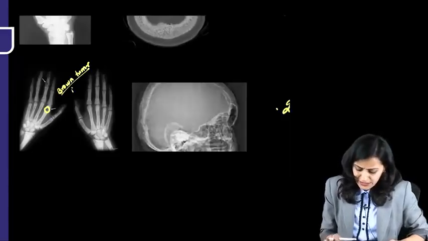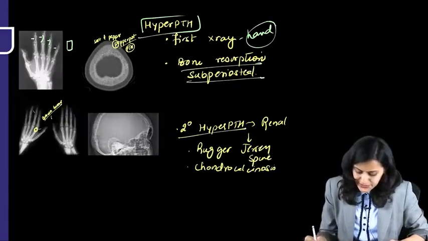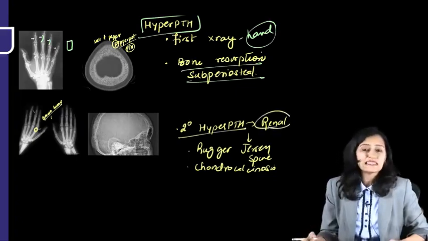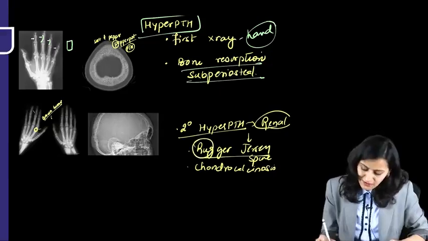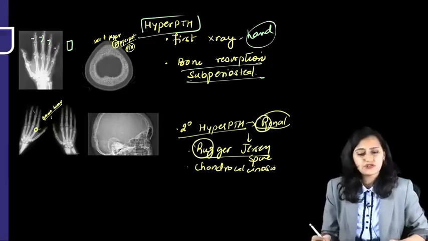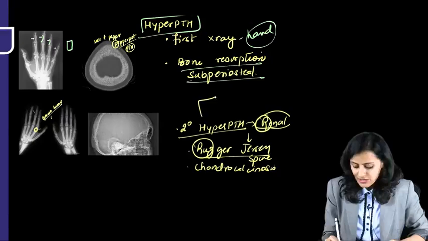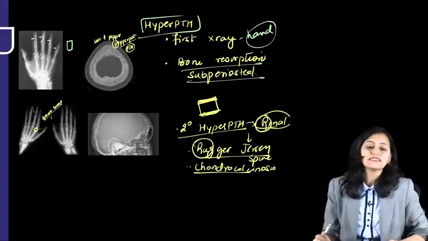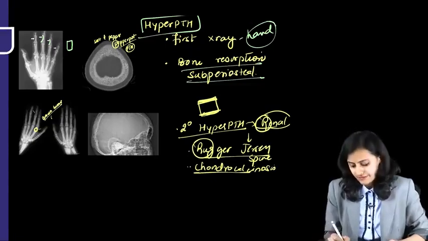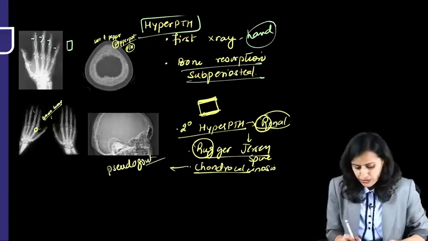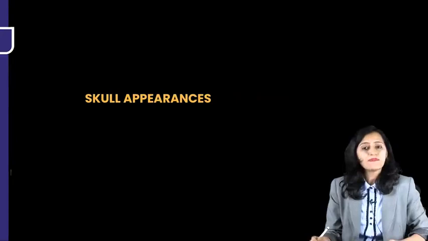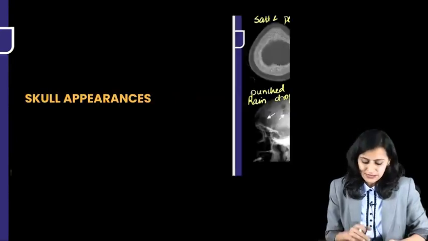Next, what we have is in secondary hyperparathyroidism, basically which is seen in renal failure. Remember, we have Rugger-Jersey spine. So R for R, renal osteodystrophy, Rugger-Jersey spine, which has those alternate end plate sclerosis. And also we see chondrocalcinosis in secondary hyperparathyroidism. Chondrocalcinosis is also seen in pseudo gout. Okay, pseudo gout.